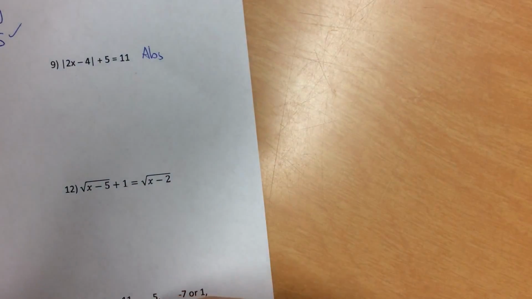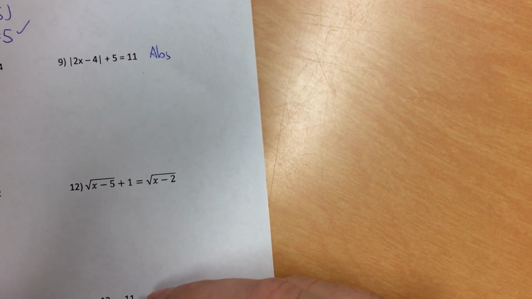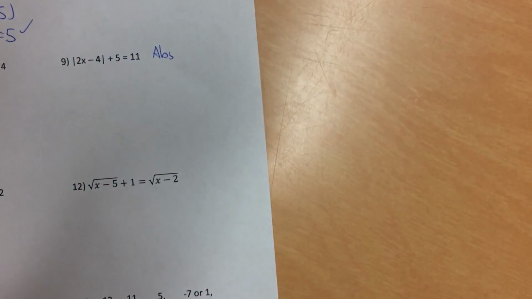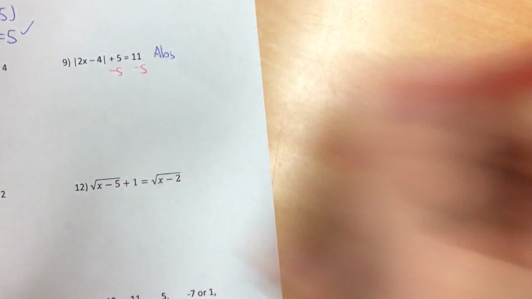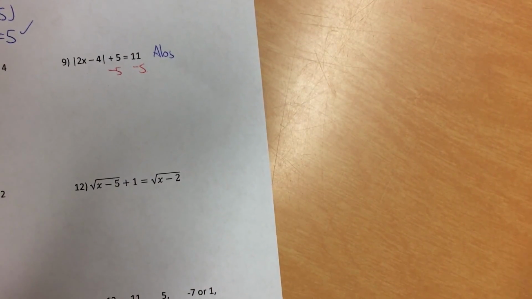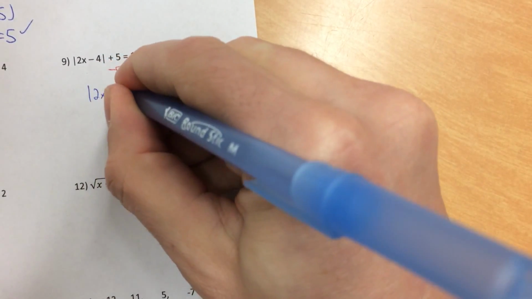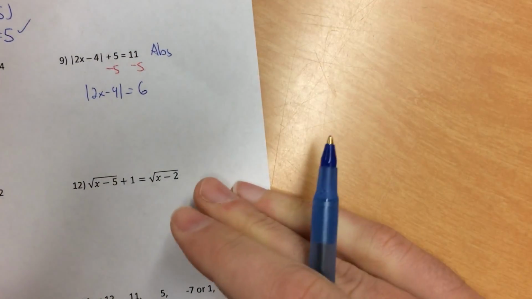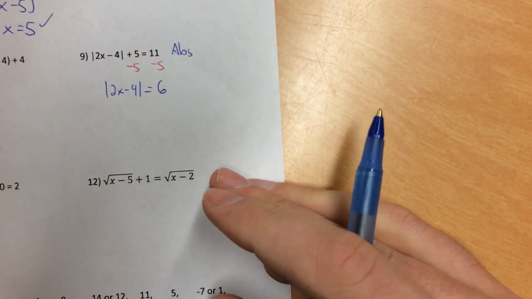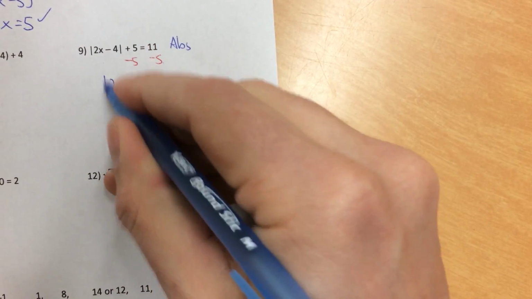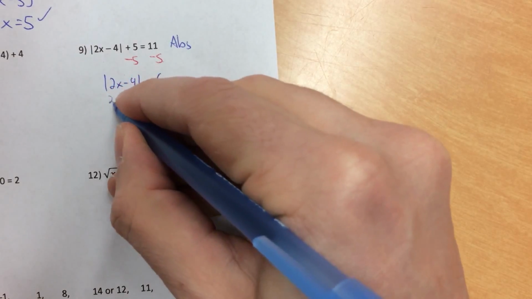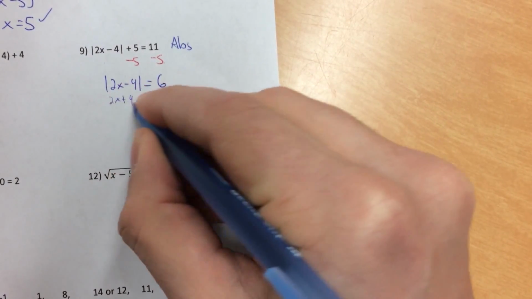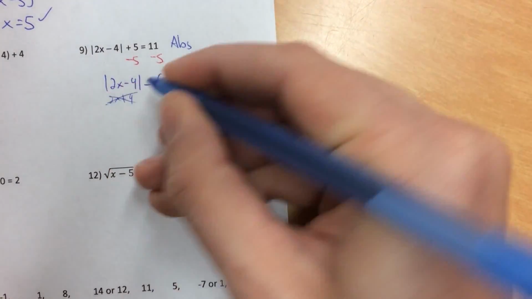Number 9, the first step in an absolute value equation is to make sure you get the absolute value by itself. So I'm going to go ahead and subtract that 5. And we get absolute value of 2x minus 4 equals 6. And now this part is what makes it an absolute value equation different, is absolute value turns whatever's inside of it positive. That does not mean it's 2x plus 4. That is not what turning it positive means, because x could be negative and that wouldn't be right.